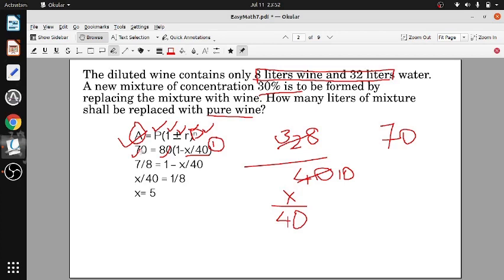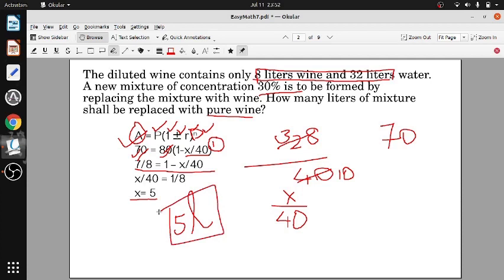Now solving it, the 0 and 0 cancel, 70 and 80, and 8 will come this side. So 7 by 8 equal to 1 minus x by 40, or x equal to 5. So 5 liters is the final answer. So I have used the compound interest formula. 70%, 30% wine means 70% water, the final amount. 8 liters wine, 32 liters water out of 40 liters. That means 8 by 10 or 80%, that is the starting amount. 1 minus, the fractional change is x liters out of total 40 liters, x by 40. And we get 5 liters as the answer.